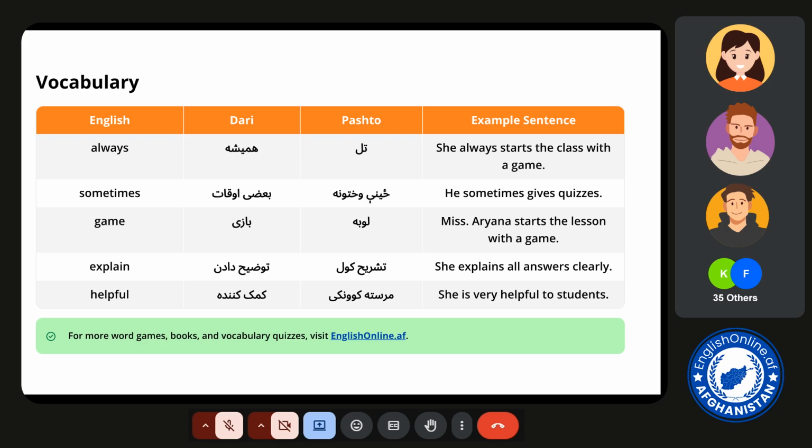Explain means to explain. She explains all answers clearly. Helpful means helpful. She is very helpful to students. So now let's have just one person read it. Yes, Mr. Abdul Sabur, you can kindly read the vocabulary.